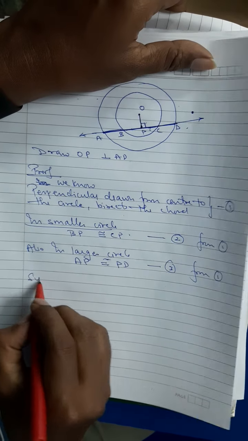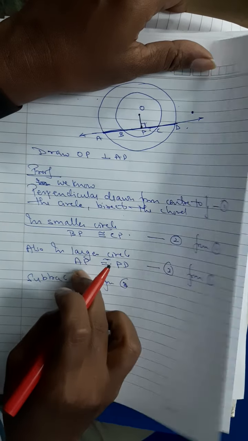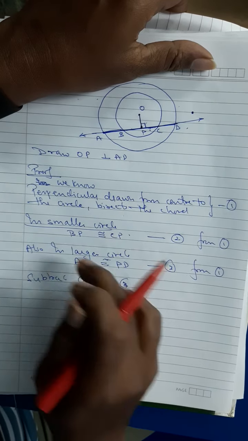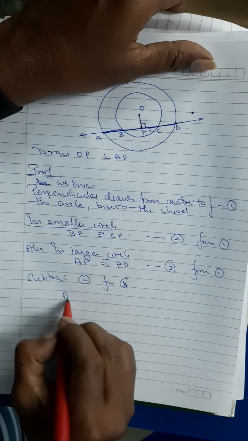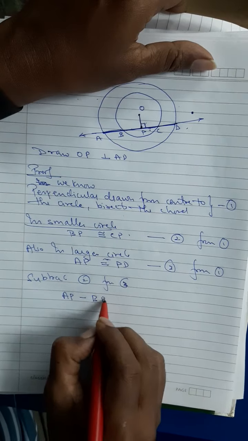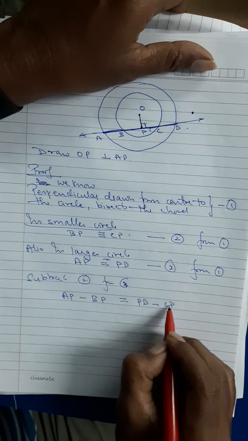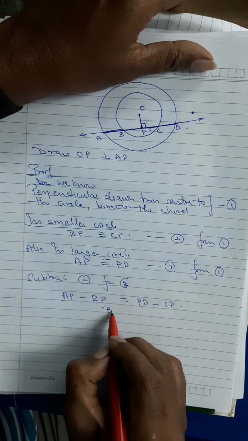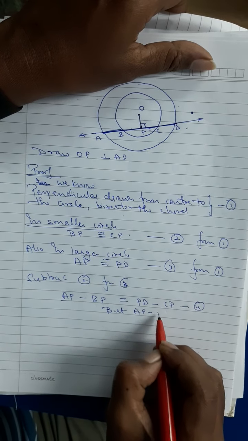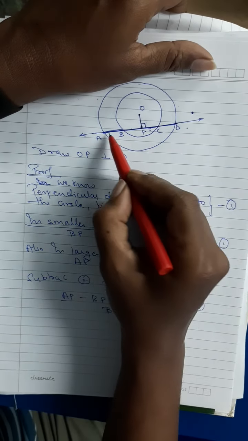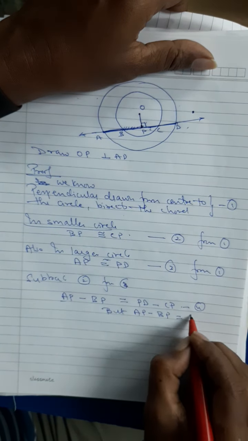Now subtracting 2 from 3. Remember, the larger AP should be subtracted from, BP should be subtracted from AP. So AP minus BP is equal to PD minus CP. But now you have to be very careful. This is one type of presentation. But AP minus BP is equal to what? If I subtract this, what do I get? AB is equal to AB.